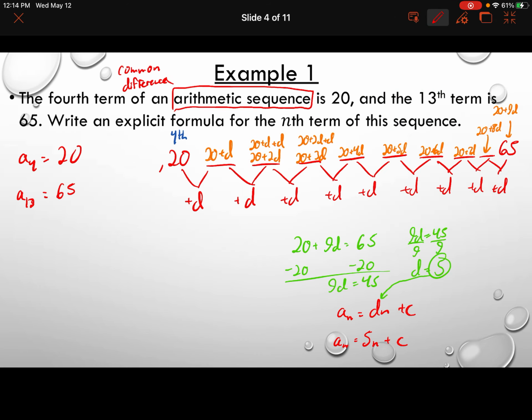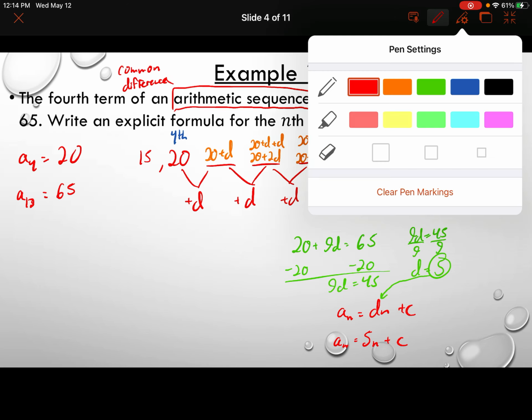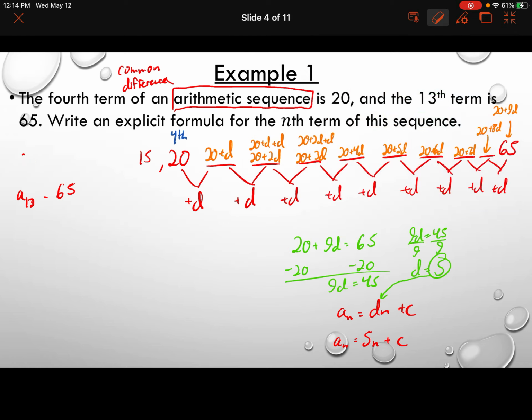So if we go backwards, let's see, it would be 15. And then I'm going to erase these at this point. It would be 15, then 10, then 5, then 0. So let's see. That would be the third term. That would be the second term. That would be the first term. So this is the 0 term, which just so happens to be 0. So that's our C value. Our C value is 0.